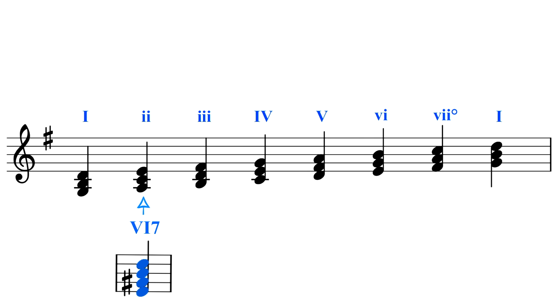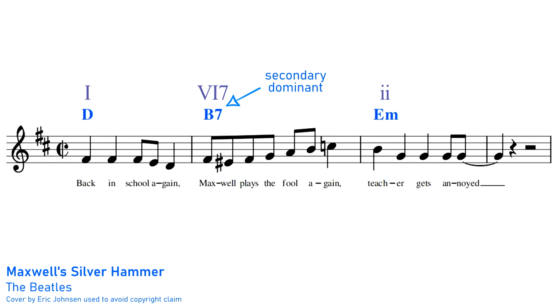Now, this particular type of secondary dominant chord is a less common choice today and is mostly found in songs that came out before the 1990s. We can see it here in Maxwell's Silver Hammer by the Beatles.